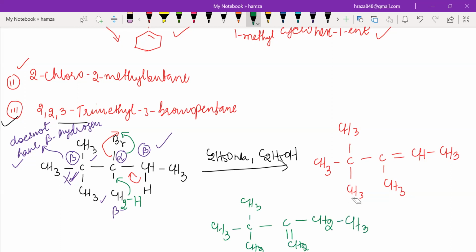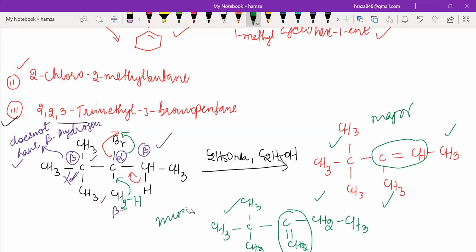Can you tell me which one is more stable and which one is less stable? The first one is more stable. Because along the double bond we have one, two, three alkyl groups, and along the other double bond we have only one and two. So this will be major and this will be minor. Please write it.